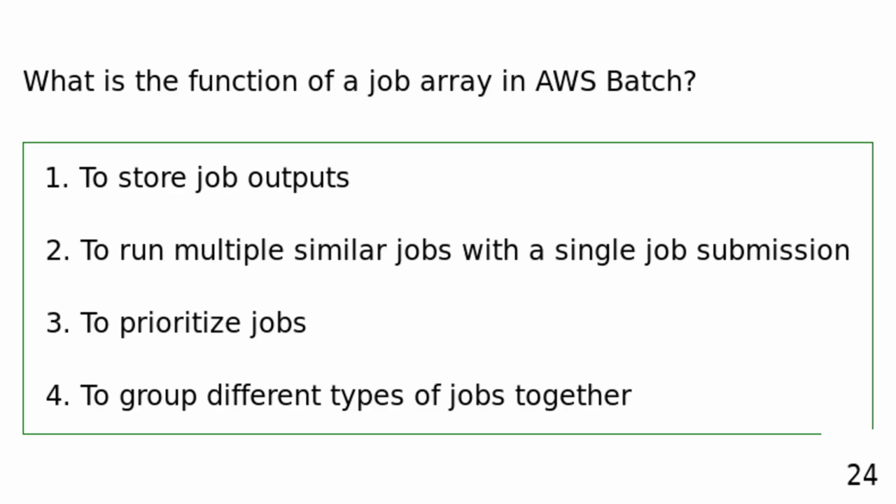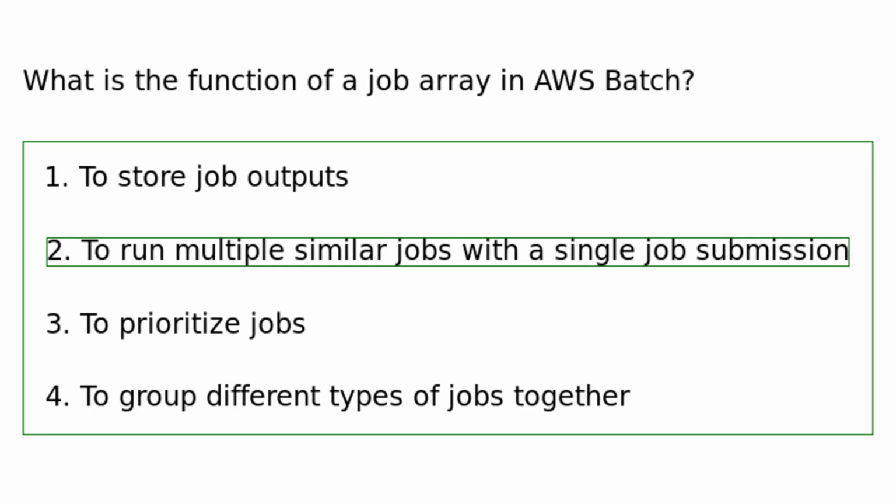What is the function of a job array in AWS Batch? To store job outputs. To run multiple similar jobs with a single job submission. To prioritize jobs. To group different types of jobs together. A job array allows users to submit multiple similar jobs with a single submission, efficiently managing and executing large sets of jobs.